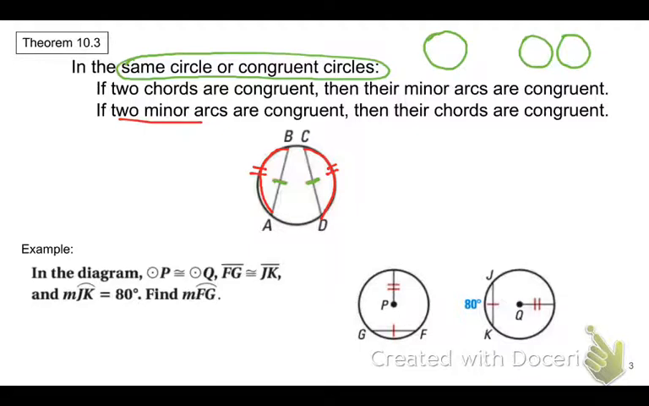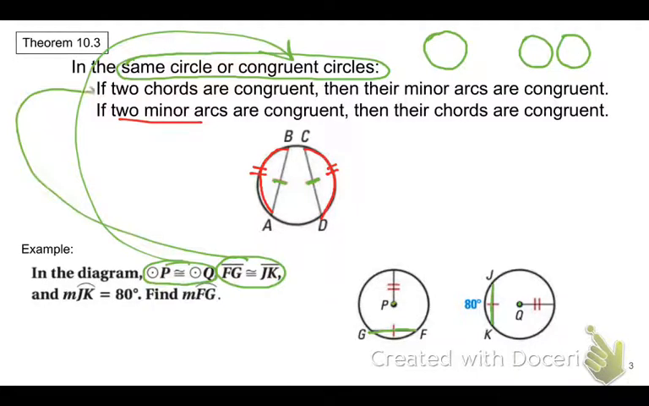So let's look at the example. In the diagram, circle P is congruent to circle Q. So we have 2 congruent circles, so this theorem will apply. And we're given that FG is congruent to JK. So we're given that 2 chords are congruent. So we're looking at that sentence: if two chords are congruent, then their minor arcs are congruent.